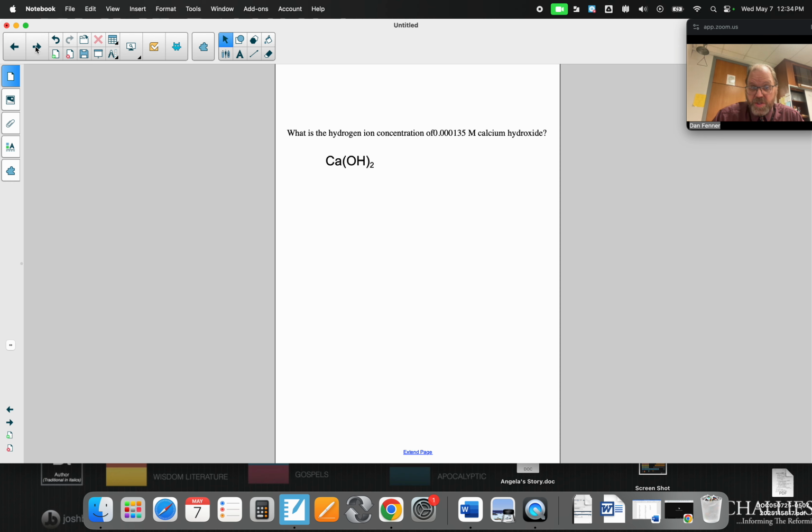Now they're not balanced. I can't put a subscript, so I'm going to put a coefficient 2. Now, if I want the concentration of hydroxide ion, it's going to be that concentration of my base, calcium hydroxide, but because it's 1 to 2, I'm going to multiply it by 2, and I'm going to get 0.000270, because I need 3 sig figs, and the units are molar because it's a concentration.